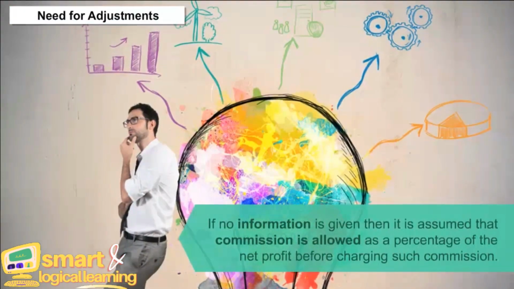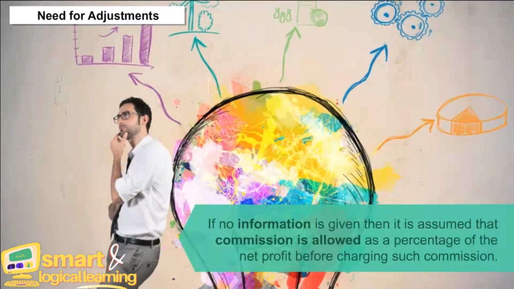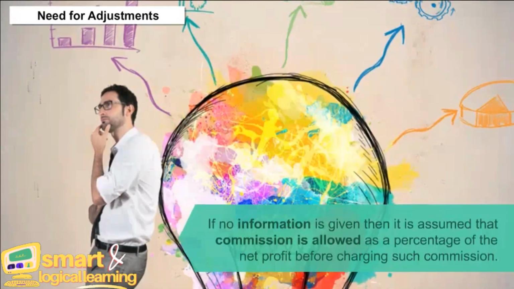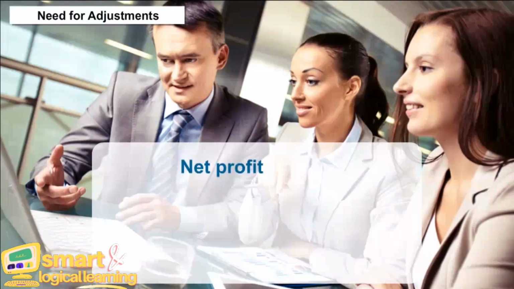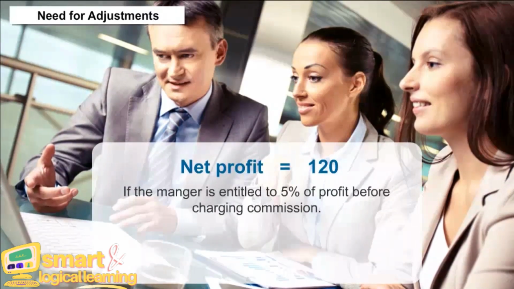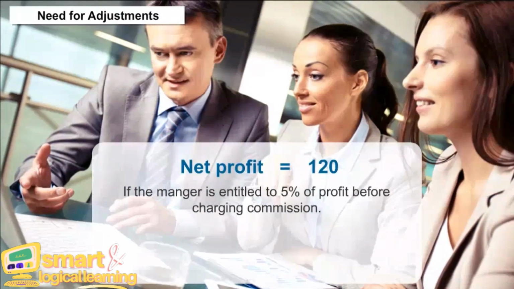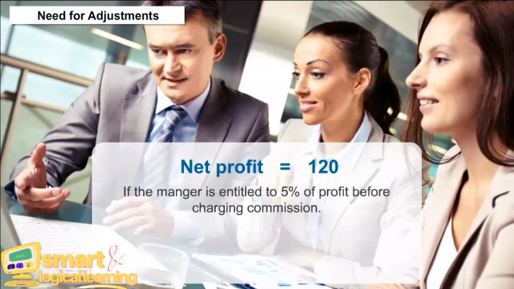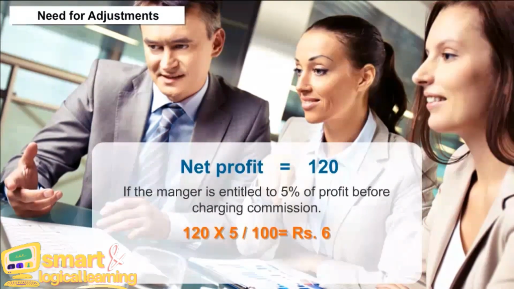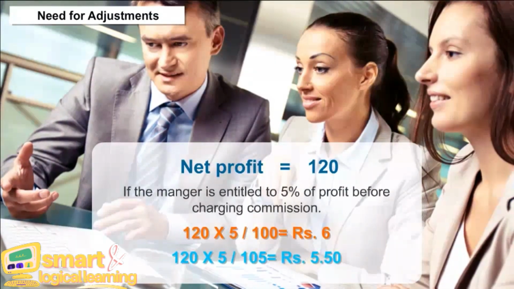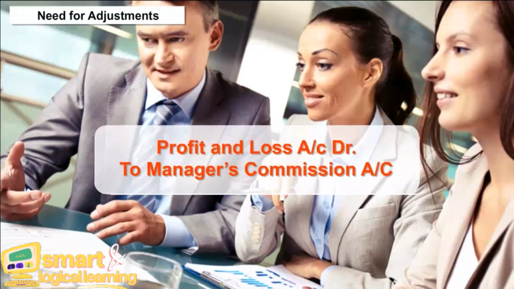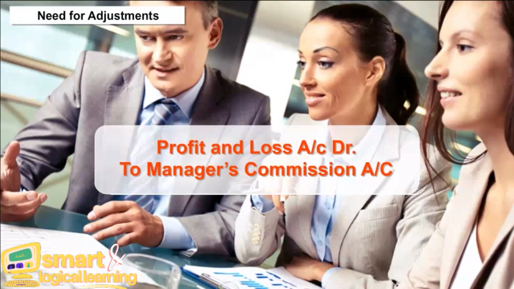If no information is given, then it is assumed that commission is allowed as a percentage of the net profit before charging such commission. For example, net profit of a business is 120 before charging commission. If the manager is entitled to 5% of profit before charging commission, then the commission will be calculated as follows. In case the commission is 5% of profit after charging such commission, the commission will be calculated as follows. The entry for manager's commission would be done: profit and loss account debited to manager's commission account.